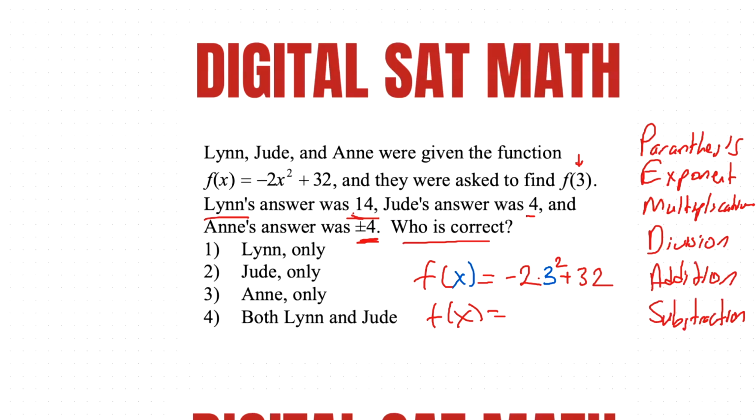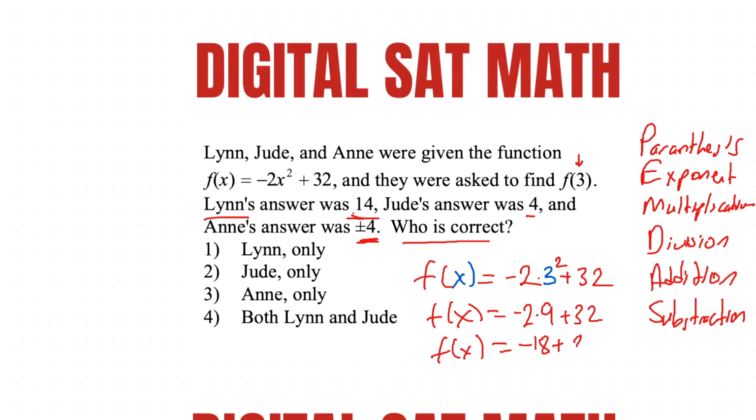PEMDAS. So based on PEMDAS, am I going to multiply 2 and 3? Do I do multiplication first or the exponent? I'm going to do the exponent first. So negative 2 times 3 to the power of 2, which is 3 squared. 3 times 3 is 9, plus 32. According to PEMDAS again, I cannot add 9 and 32. I'm going to multiply negative 2 by 9, which is negative 18 plus 32.